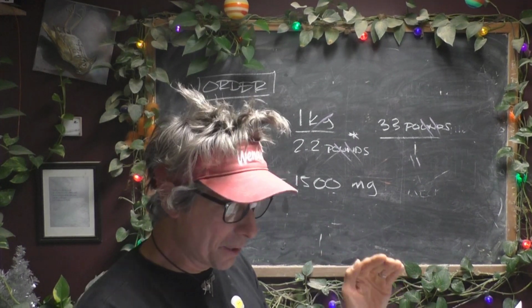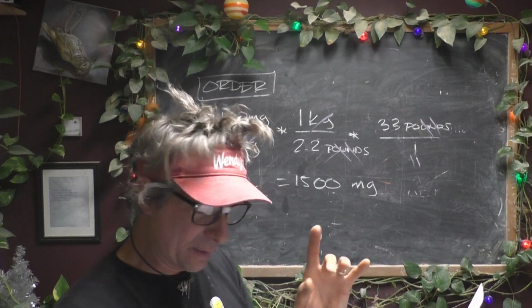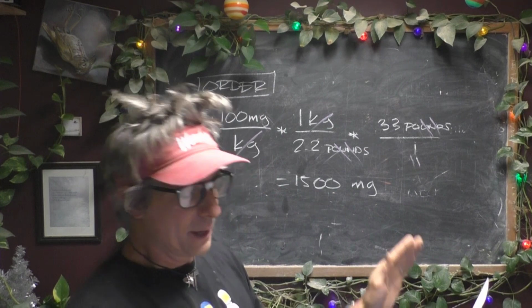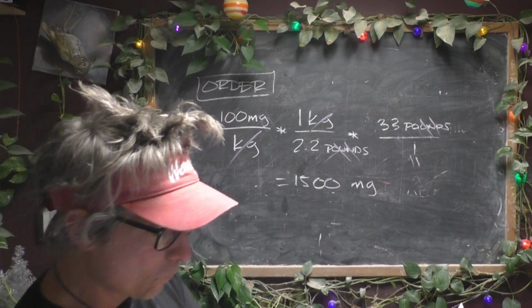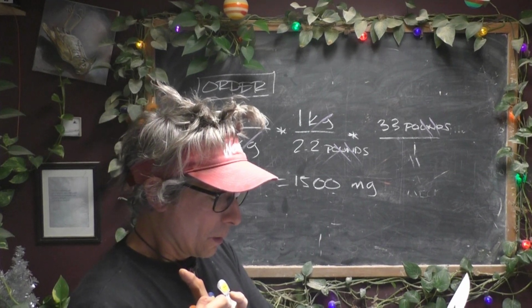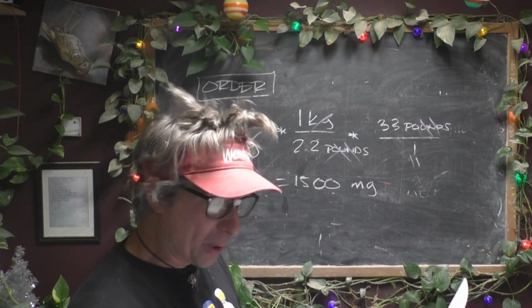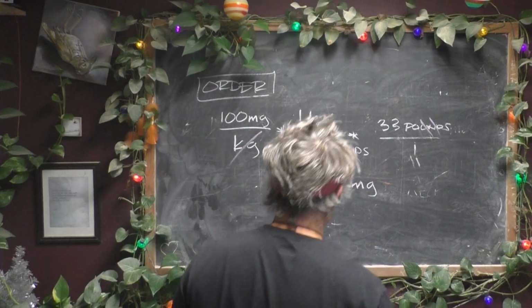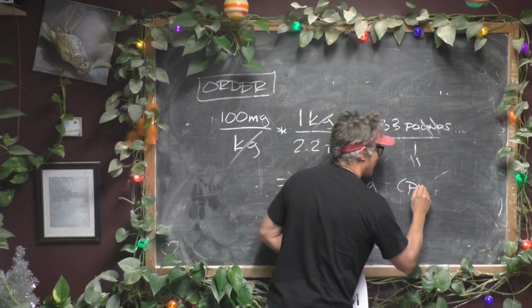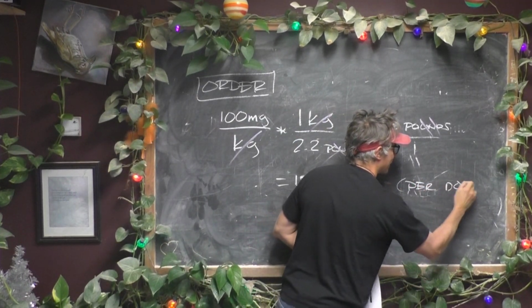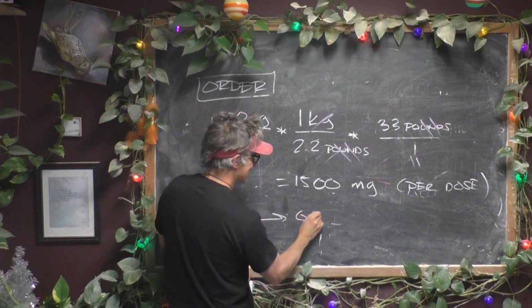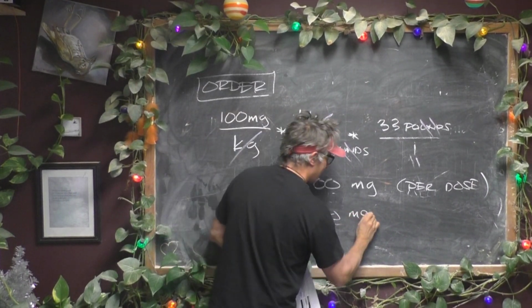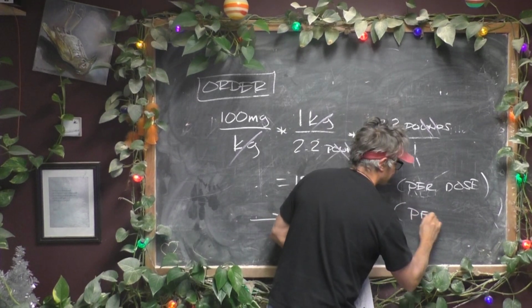Okay, the GeoPen, 100 milligrams per kilogram. There's no mention of time there. QID means 4 times a day. So the kid's getting it 4 times a day. And the question is, how many milligrams per day? Well, if they're getting it 4 times a day, so this is per dose. I am going to write it down because I'm feeling better now that I write it again. And then times 4 is going to be 6,000 milligrams per day.